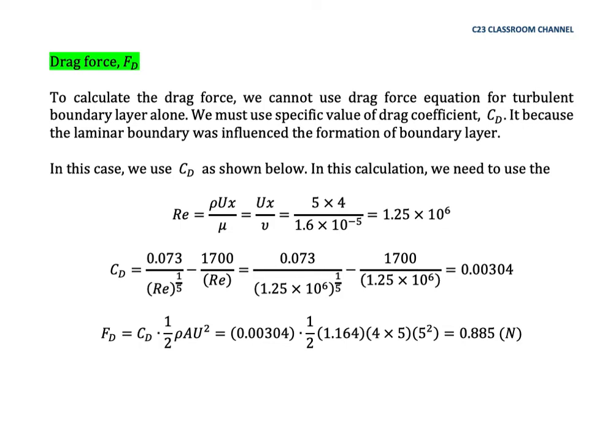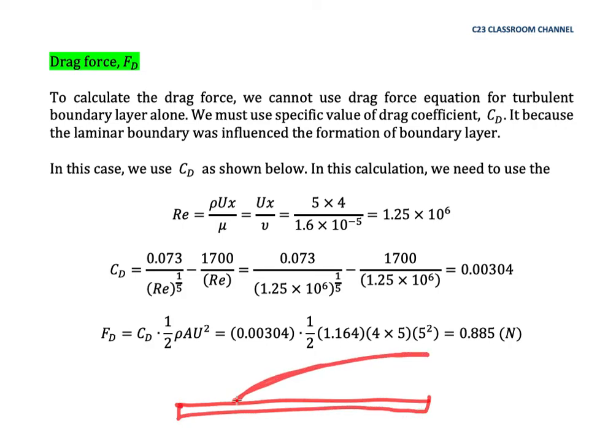Okay, the idea is very simple. We have a plate here, and if we assume we have a turbulent boundary layer at this part, we cannot just use this length to calculate the drag force, because we have an extra drag force contributed by the laminar boundary layer here. So in this case, we use CD as shown below in this calculation. We found that for x equal to 4 meter, the Reynolds number is 1.25 times 10 to the power of 6.